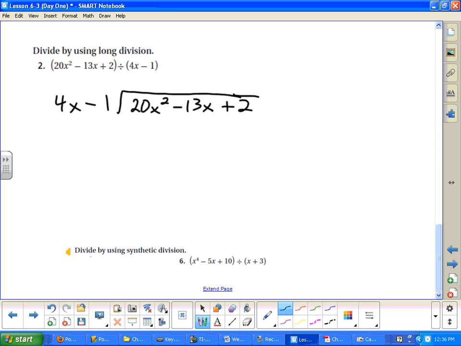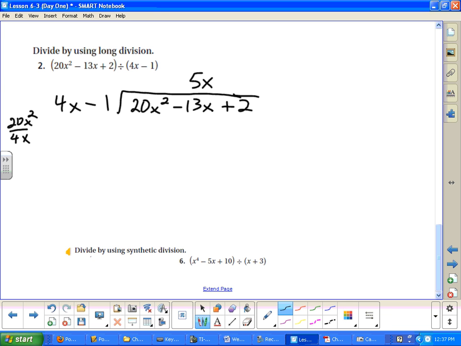So now we're going to take 20x squared and divide by 4x. So 20x squared over 4x. And 20 over 4 is 5. X squared over x is x. So we got 5x. So I'm going to put 5x up here, above the x.